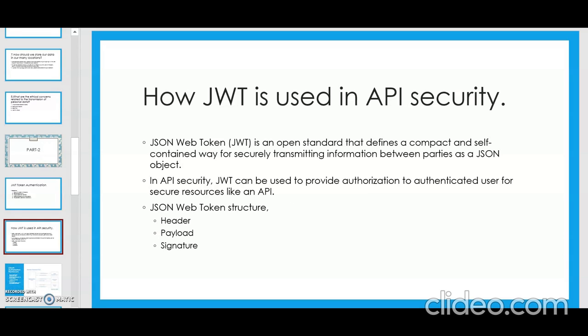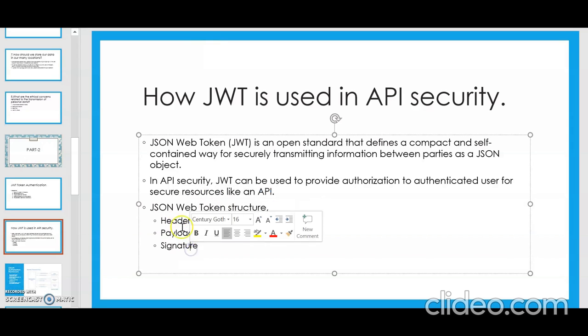JWT tokens can be used to authorize access to resources for the authenticated users of the API. A JWT token has the following structure. The first part is the header, then the payload, then the signature. These values are connected using a simple dot.